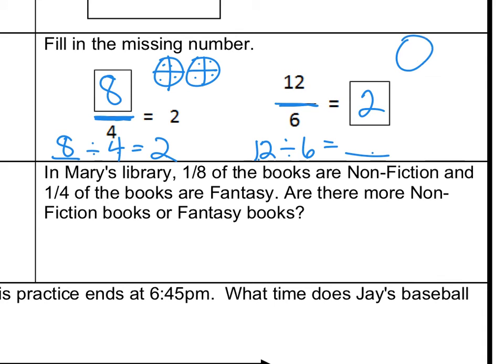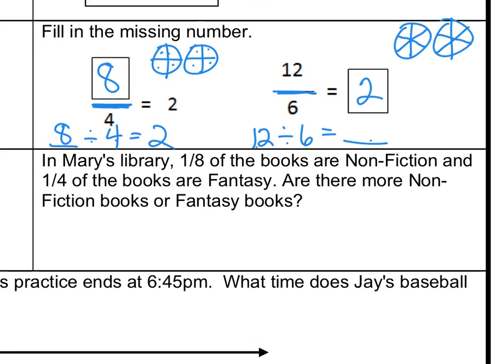I'll prove it to you. If you have wholes that are divided into 6 with 3 on each side there, see that? Then you count up all the pieces. You have 12 pieces, and they are called sixths. So 12/6 is the same as 2 wholes.